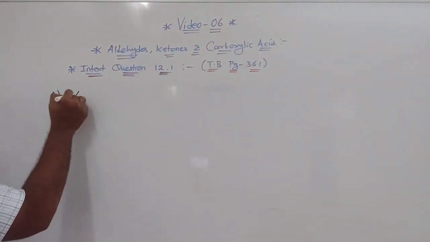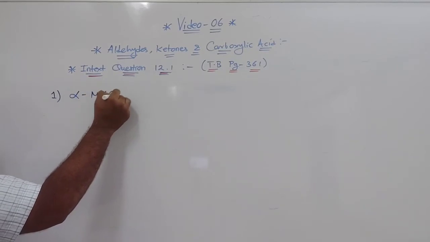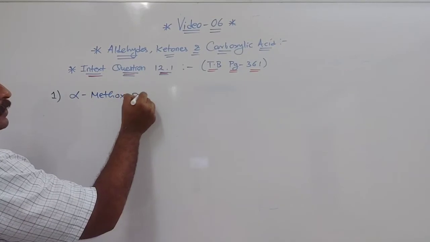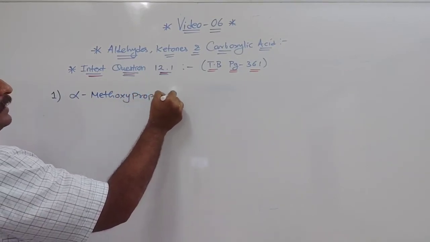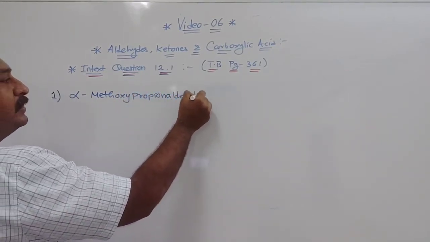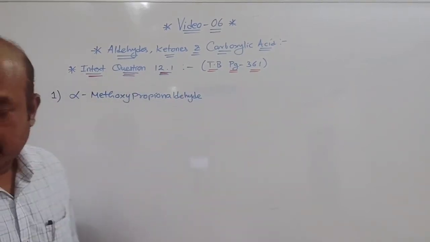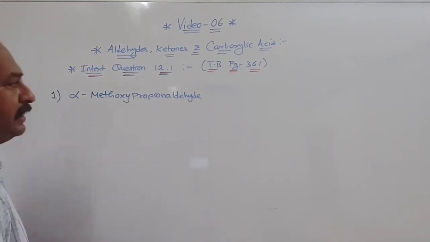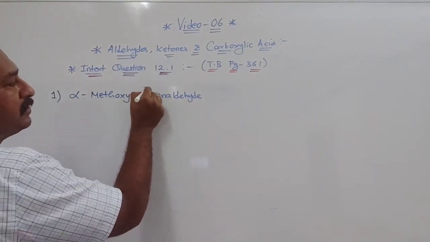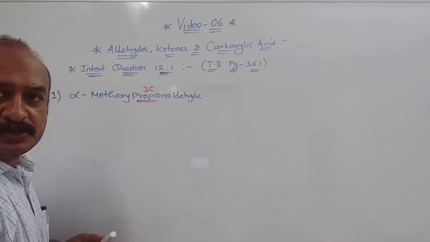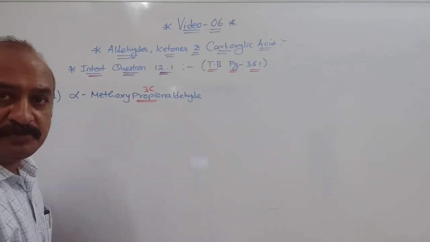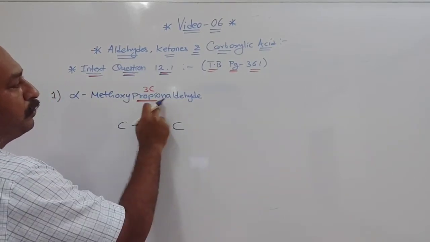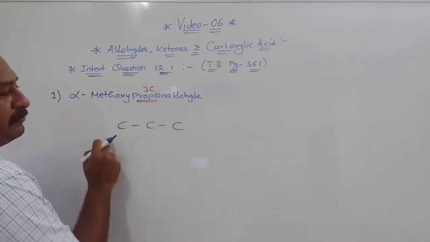First one is alpha methoxy propion aldehyde. Okay, so how to draw a structure from the name? There is one simple technique. Propion means the number of carbons is 3. Understood? So first we will draw 3 carbons, 1, 2, 3, like this. Now propion aldehyde and alpha methoxy.